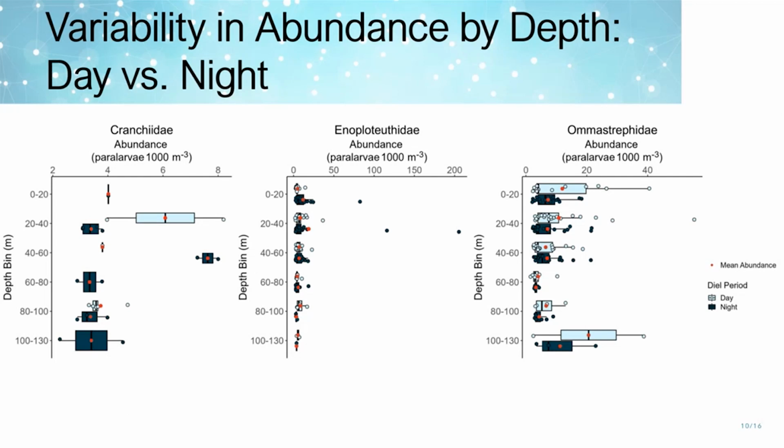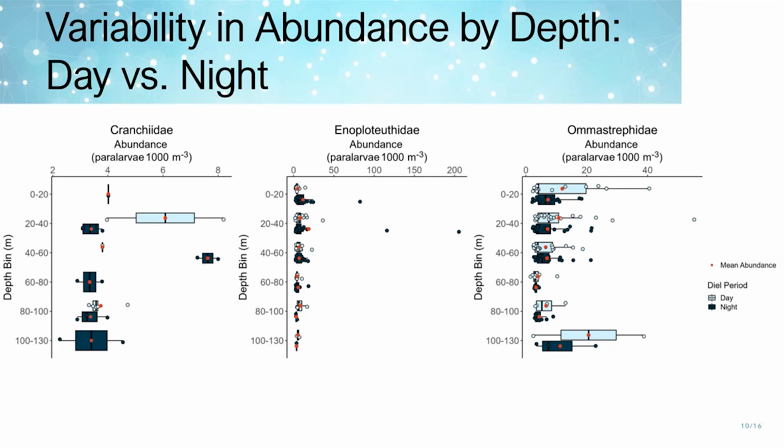So on the left, we have depth band from 0 to 130 meters. And then on the x-axis, we have paralarval abundance. And all 3 of these plots have different ranges of abundance, so they are not comparable in that sense. So the light blue bars are the range of abundance during the day, and the dark blue are the range at night.